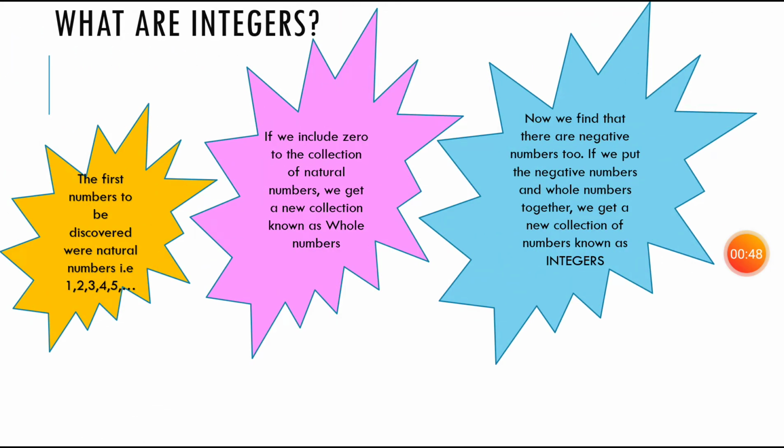Now, what are integers? The first numbers to be discovered were natural numbers, that is 1, 2, 3, 4, 5, and so on. These are also called counting numbers. If we include 0 to the collection of natural numbers, we get a new collection known as whole numbers. Now we find that there are negative numbers too. If we put the negative numbers and whole numbers together, we get a new collection called the collection of integers.